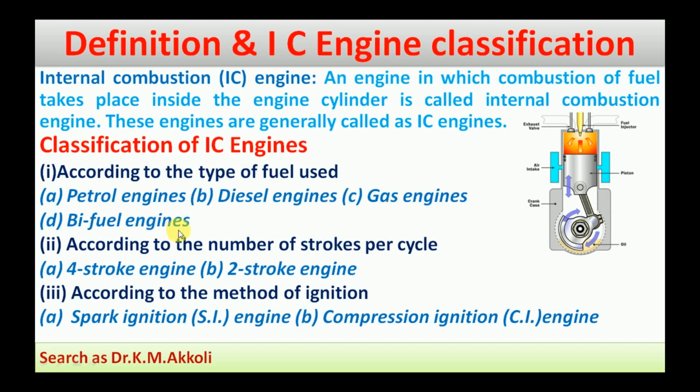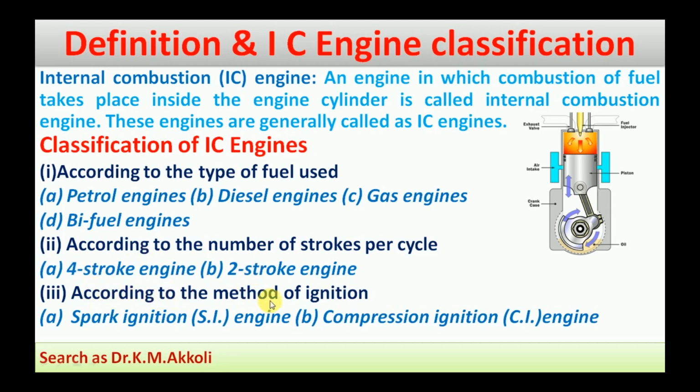Biofuel engines. In order to have some benefits in certain lower temperature regions, or in order to improve the efficiency of the engine, two fuel combinations are used in the internal combustion engine. Those are called biofuel engines. Next, the type according to the number of strokes per cycle. That is the 4-stroke engine and the 2-stroke engine. Here there are 4 strokes, here there are 2 strokes. What is meant by stroke we will discuss while discussing the terminology.